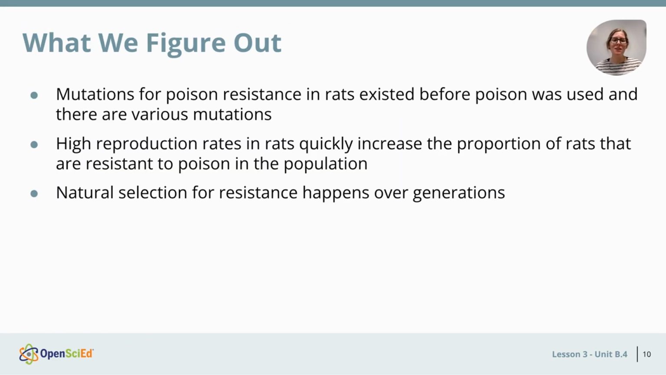So what we're figuring out throughout this entire lesson is that mutations for poison resistance in rats existed before the poison was used, and there are variations in this mutation. This was a big one for my students, figuring out that the mutation was there. It's just the mutation didn't affect the survival of the rats until the selection pressure was introduced. Next, students are going to figure out that there is a high reproduction rate in rats, which then leads to that quick increase in how many rats are resistant compared to non-resistant in the population. And finally, that natural selection for resistance happens over generations, not at the individual level.